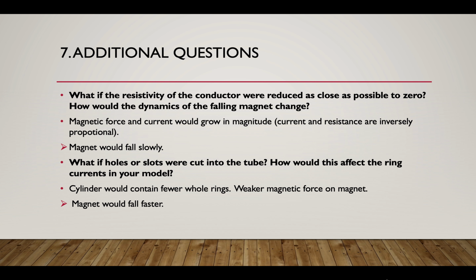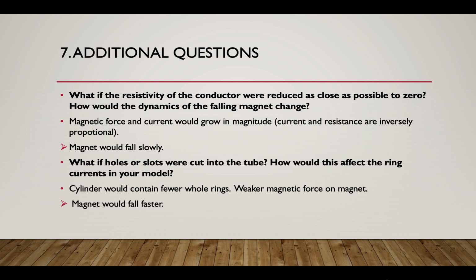Now for the additional questions. What if the resistivity of the conductor were reduced as close as possible to 0? While the magnetic force and current will grow in magnitude, the current and resistance are inversely proportional. And we know that the magnet will fall slowly.